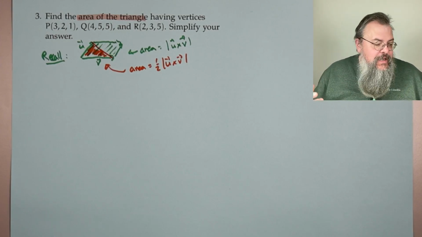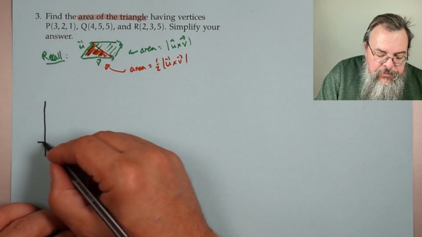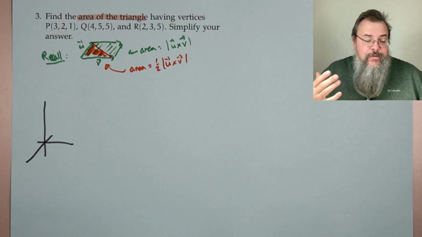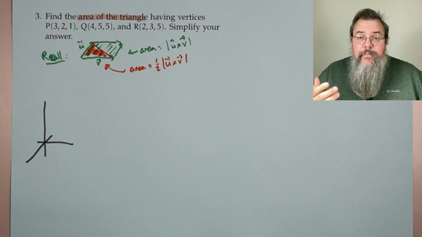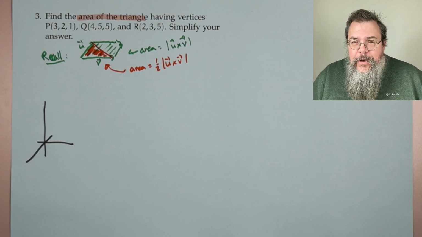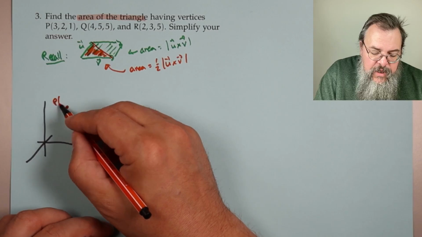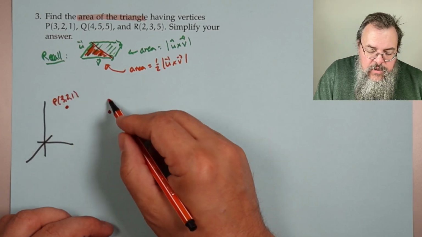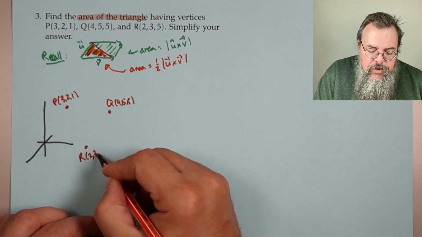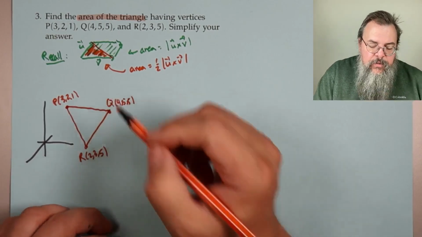Now, there are relationships, and we can use those relationships to move from one to the other, but we have to be careful here. The good news is we don't have to be super precise. We just need enough to get our intuition going. So let's suppose we mark our points. We're going to just put 3 dots. Here's P, which is at (3,2,1). Here's Q, which is at (4,5,5). Here's R, which is at (2,3,5). And we have our triangle that goes between these points.